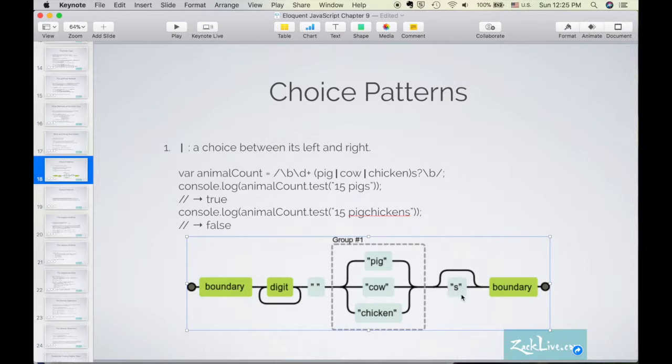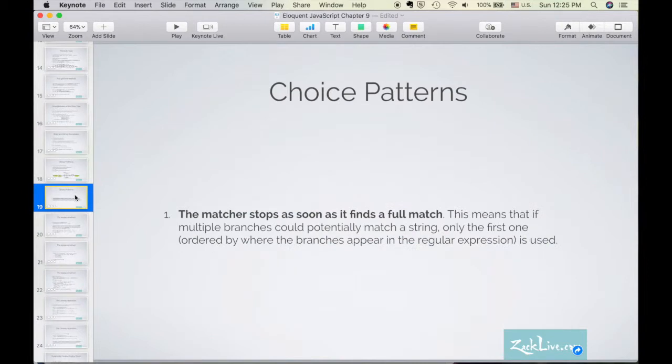And the next step is the character S, with or without it, the execution moves on. So you can see there is a line with it and there is another path without it, and then we have the ending boundary. Okay, so when it finds the first full match, the execution will stop, so only the first match will be used.